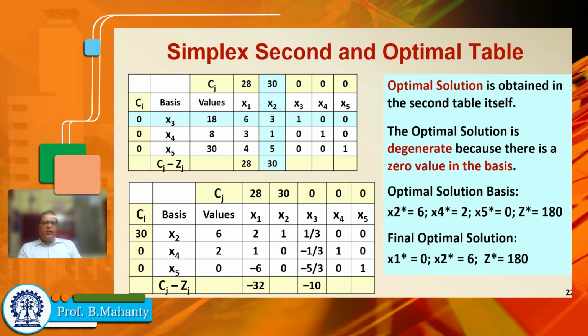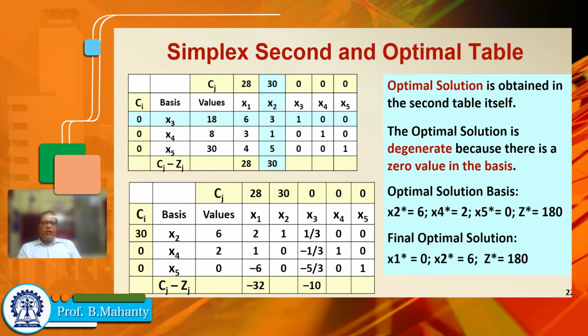Therefore the Cj minus Zj can also be computed by formula: 28 minus 30 into 6 by 3. So 28 minus 60 equal to minus 32. And for x3, earlier it was 0, so 0 minus 30 into 1 by 3, so minus 10. So the Cj minus Zj values are minus 10 and minus 32. Both are negative in a maximization problem, so the optimum solution is already obtained.